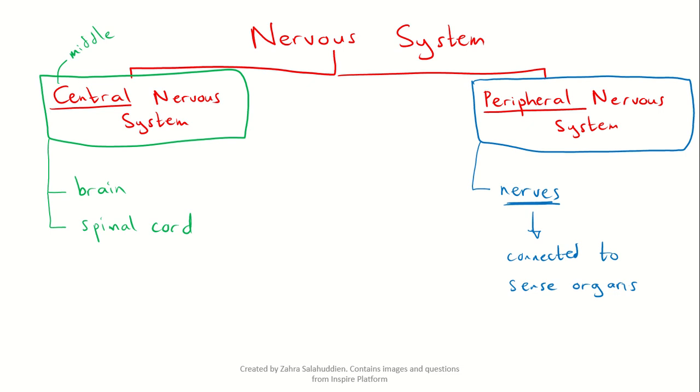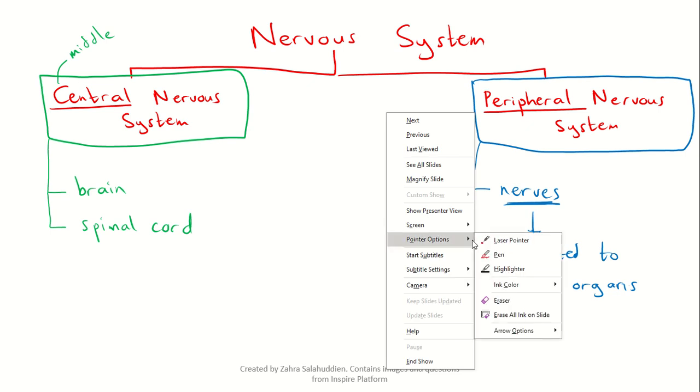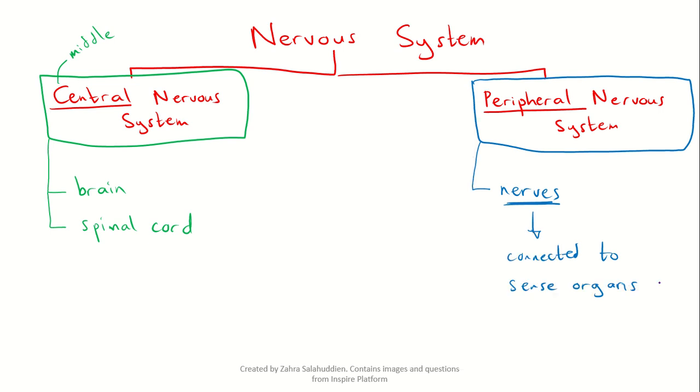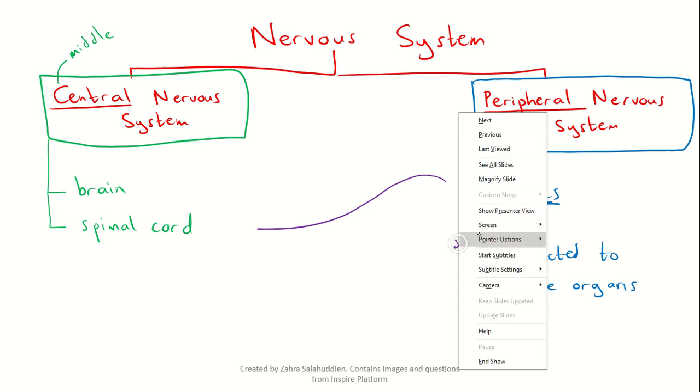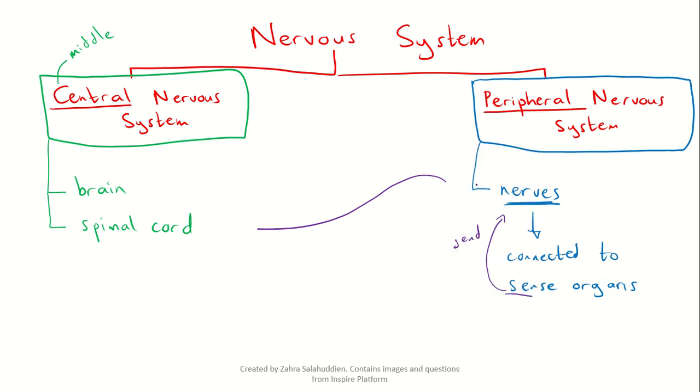Now these nerves are the only things that are connected to the spinal cord. Because your brain is so important, it only gets its information from the spinal cord. So the nerves, when it collects information, so the sense organs send information to the nerves. The nerves send the information to the spinal cord.